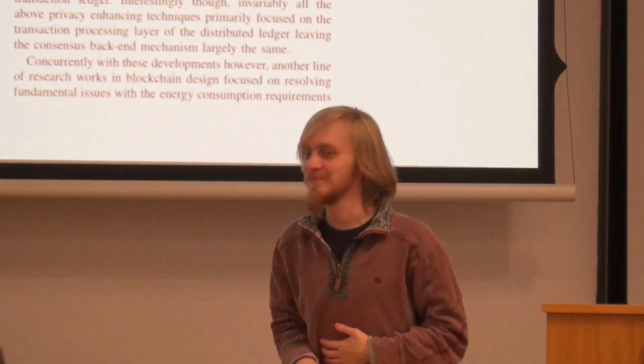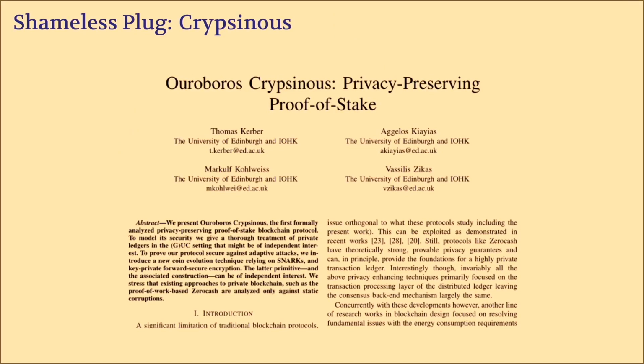So as a shameless plug, I extended this to do proof of stake over it as well. So using the same techniques to do a private form of proof of stake, which is not as easy. Well, I guess you probably didn't think after my bad explanation that it was easy, but it is harder than it sounds as well. So shameless plug, there's this Ouroboros Crypsinous, which got accepted at IEEE Security and Privacy this year. It's joint work with my supervisor, Aggelos Kiayias, and Markulf Kohlweiss, as well as Vassilis Zikas.